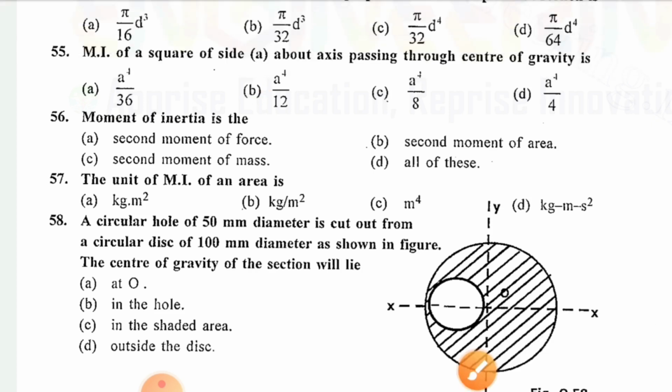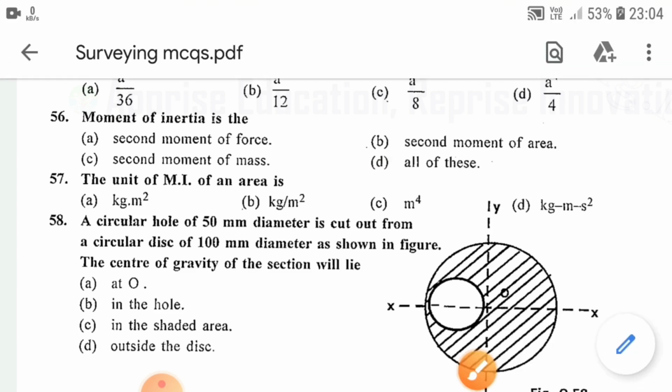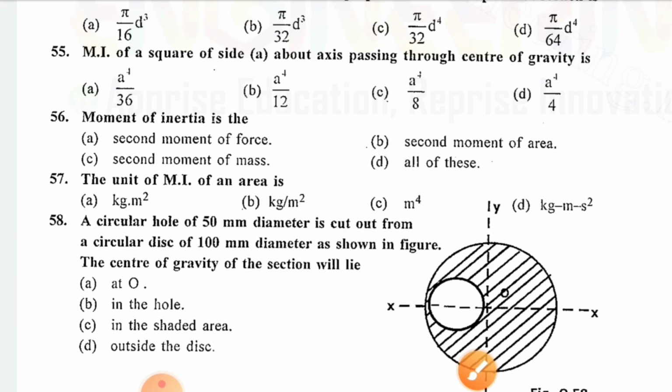Question number 56. Moment of inertia is the: option A, second moment of force. Option B, second moment of area. Option C, second moment of mass. Option D, all of these. Option D is correct, all of these. Question number 57. The unit of moment of inertia of an area is: option C is correct, m power 4.